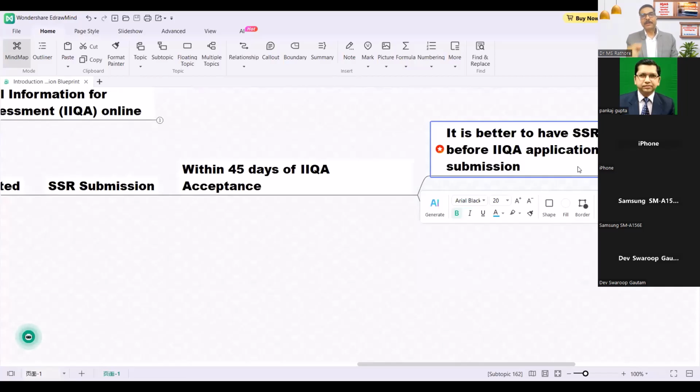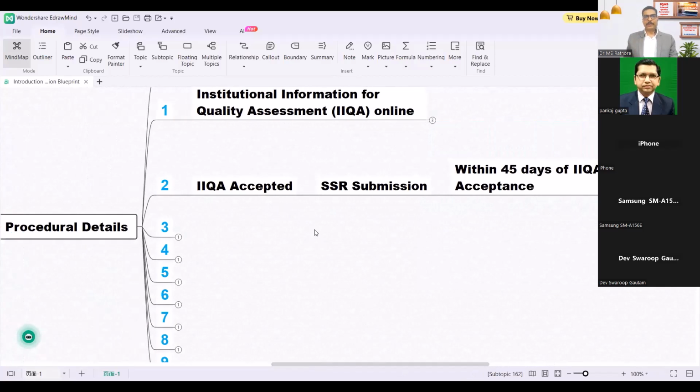Due to the lack of training of the faculty members, many times the institution does lose marks because of improper documentation. So documentation is, you can say, the backbone of NAAC accreditation. And this SSR filling is an important document. So let's talk more about this SSR submission.